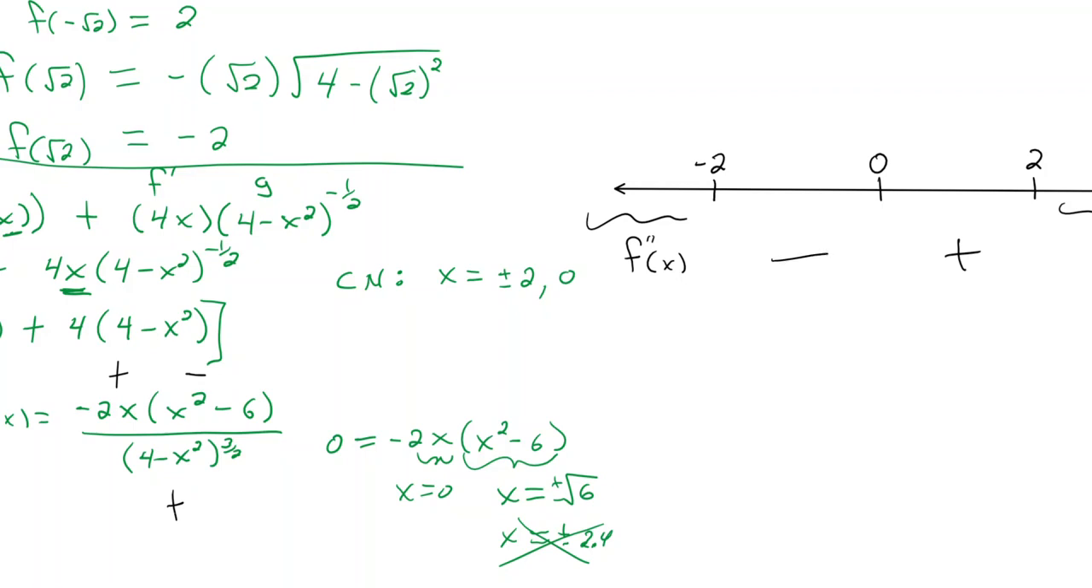So what does that mean? That means that in between these sections, for f of x, this is going to be concave down. And then in between this section, this would be concave up.